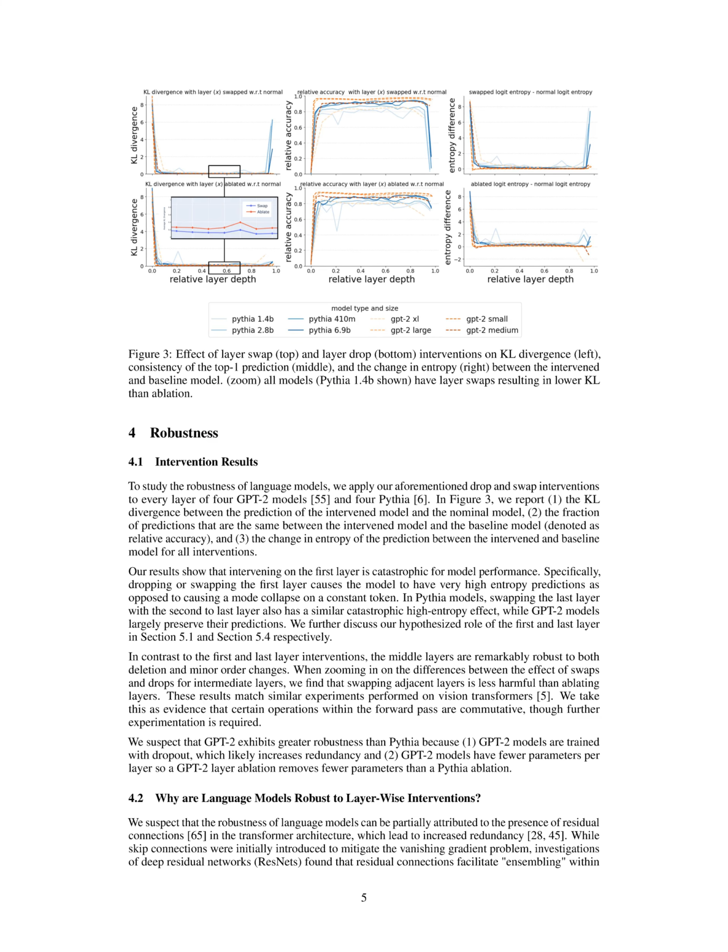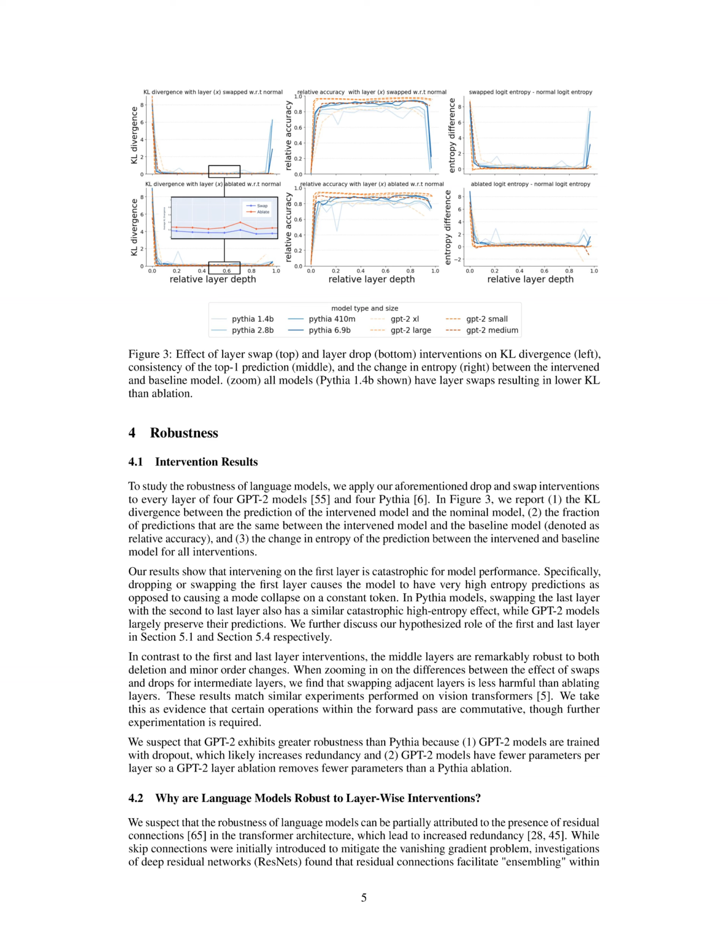The method is validated or tested by applying drop and swap interventions to every layer of 4 GPT-2 models and 4 Pythia models. The KL divergence between the prediction of the intervened model and the nominal model, the fraction of predictions that remain the same between the intervened model and the baseline model, relative accuracy, and the change in entropy of the prediction between the intervened and baseline model are measured for all interventions.